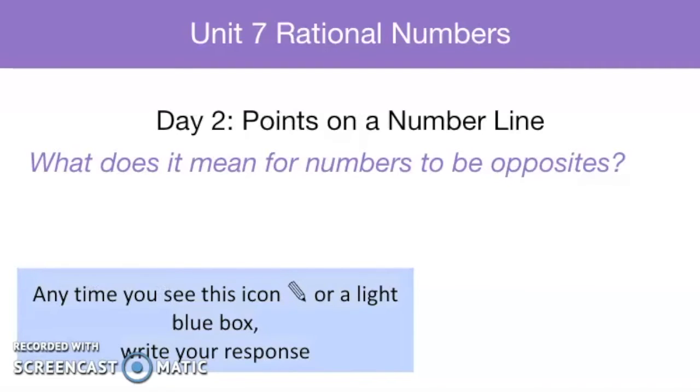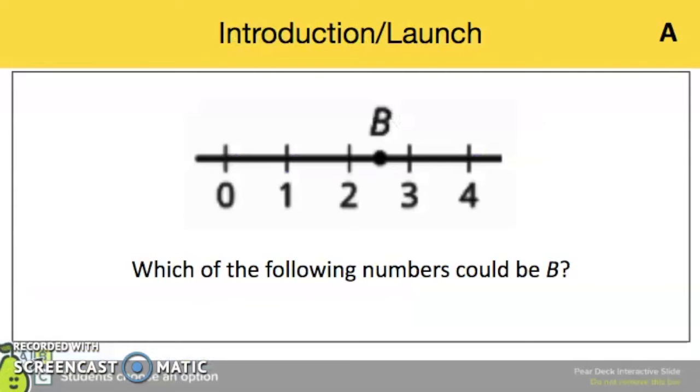6th graders will be in Unit 7, Rational Numbers, Day 2, Points on a Number Line. What does it mean for numbers to be opposites? As part of the differentiation for the introduction and launch, you can make it into a multiple choice option and have students determine what could the value of B be.